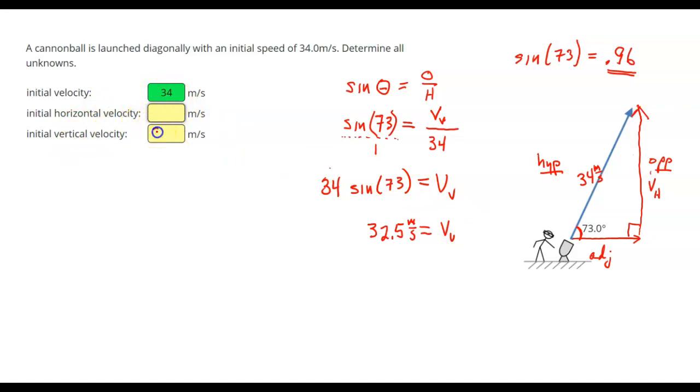So we plug that in here: 32.5 meters per second. That's the velocity in the upward direction.